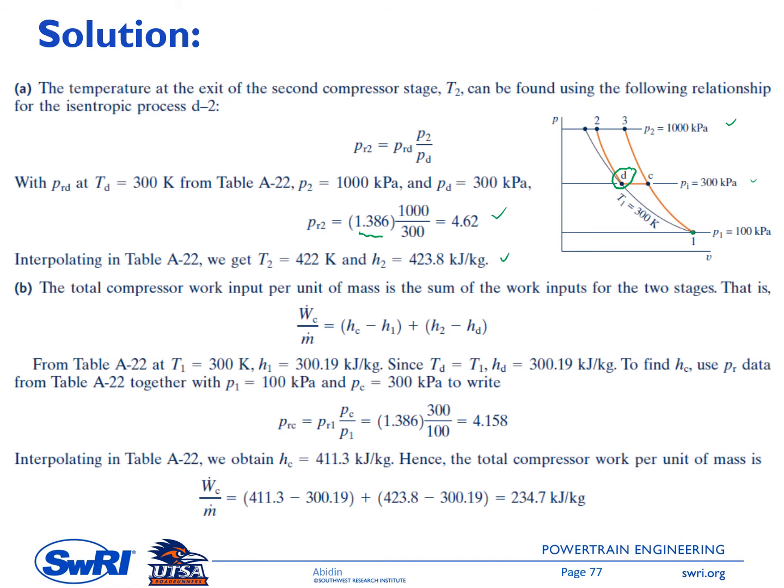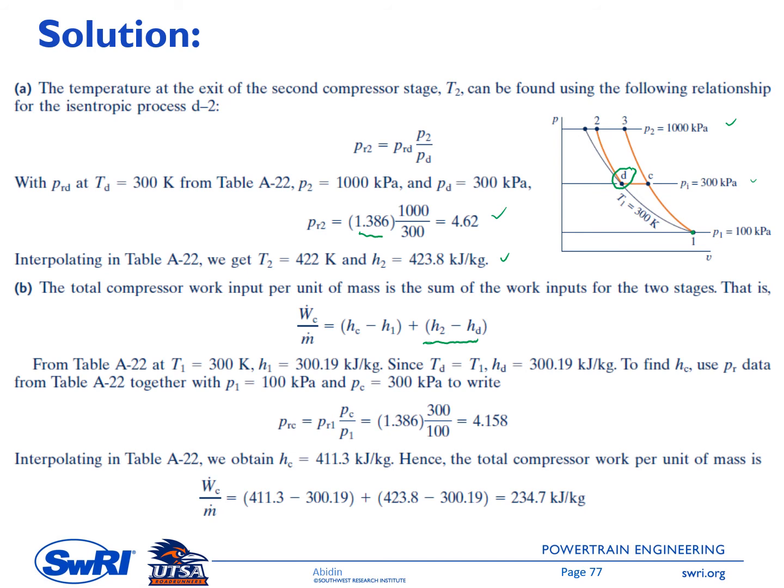Okay, I think it should be easier to get the state at the exit of the compressor stage 2. Okay, the next one is to estimate the compressor work. First, if we have a two-stage compressor here, the compressor work will be Hc minus H1. So this is the required compression work from compressor stage 1, plus H2 minus Hd. So this is the required compression work from compressor stage 2.